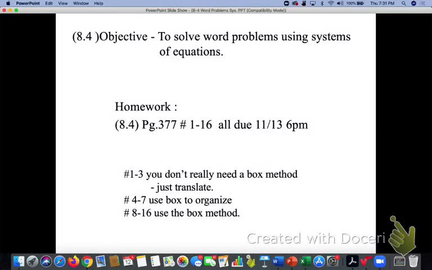Hi guys, today we're doing section 8.4, how to solve word problems using systems of equations. You're doing page 377, number 1 through 16.